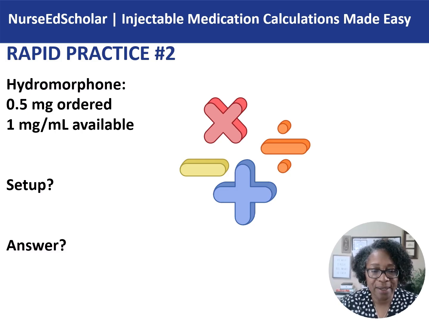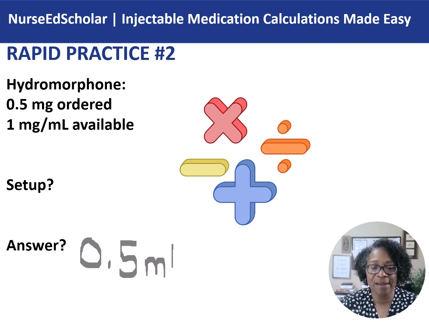Okay, so set up the problem, and let's see what your answer is. And I'm gonna put it right here. Okay, hopefully you got this. All righty, 0.5 milliliters. Okay, good. Let's move on to another.